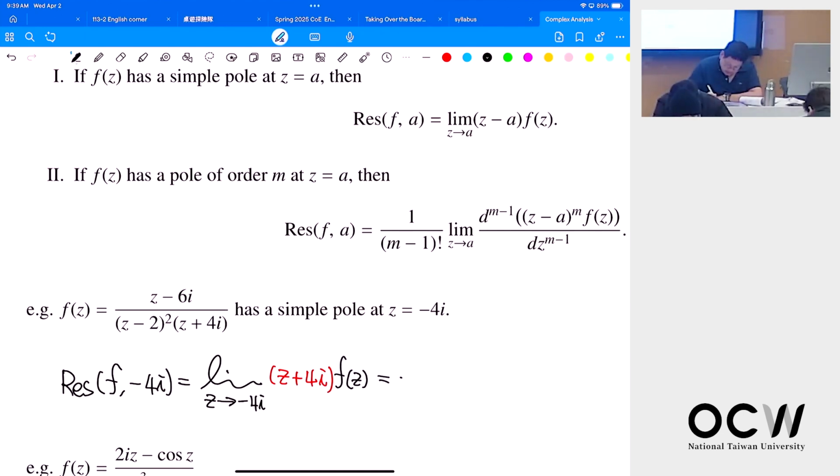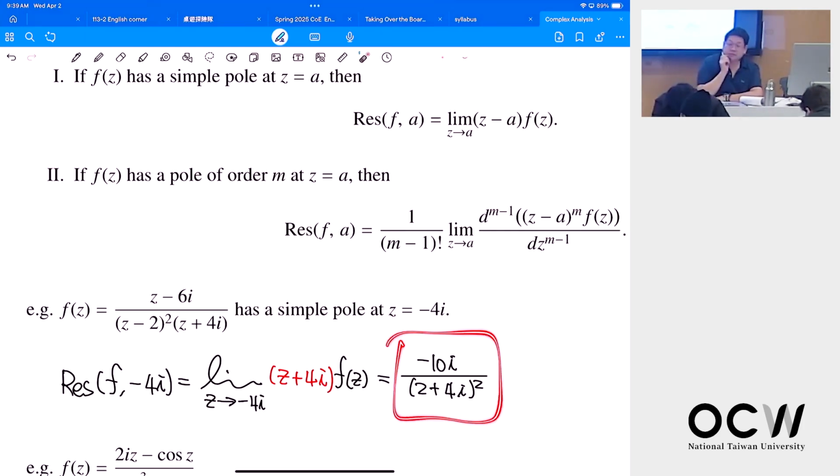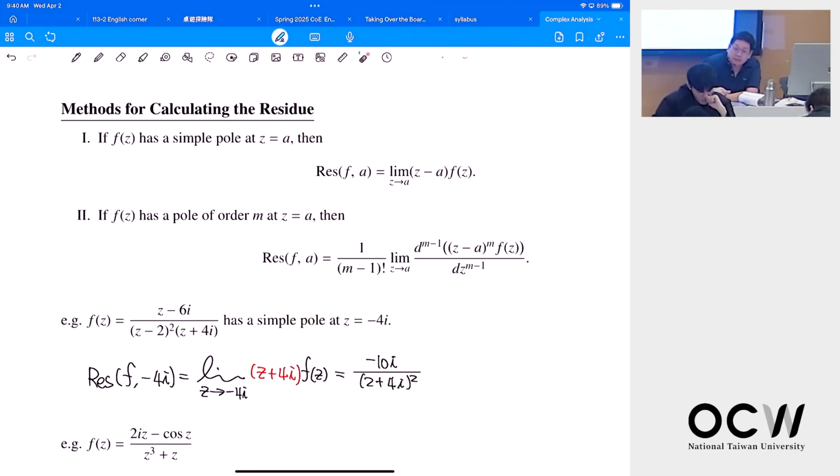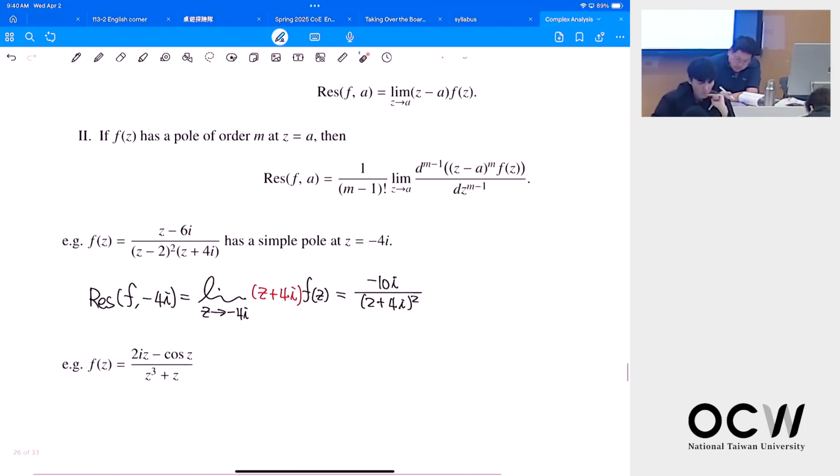You get minus 10i divided by 2 plus 4i squared. And you can see that this is a constant, non-zero constant. Okay, let's see the next example.